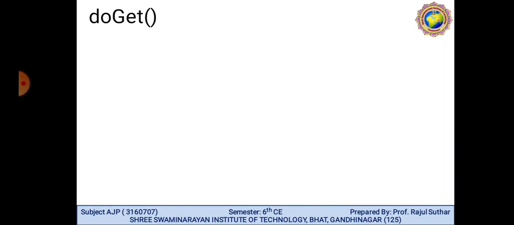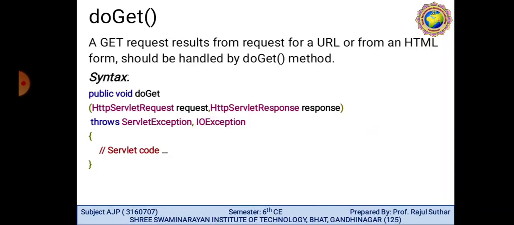So what is the functionality of the doGet method? This is the simple get method. A get request results from a request for a URL or from an HTML form, so it should be handled by the doGet method. Here is the syntax: public void doGet(HttpServletRequest request, HttpServletResponse response) throws SQLException, IOException. In between we write the servlet code for doGet.